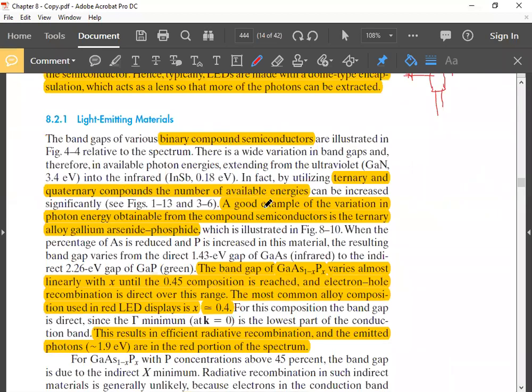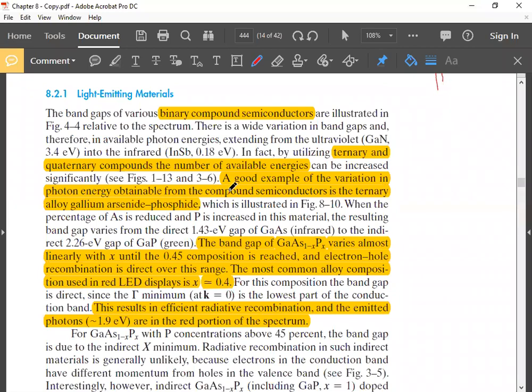About LED materials. What are the materials suitable for LED? This is a very small topic. At the beginning of the semester, we discussed the types of semiconductors, where I talked about compound semiconductors. Actually, elemental semiconductors cannot be used as light emitting materials because they are indirect materials. But some compound semiconductors, not all, binary, ternary, and quaternary compound semiconductors have direct band gaps and they can be used as light emitting material, that means material for making LED.